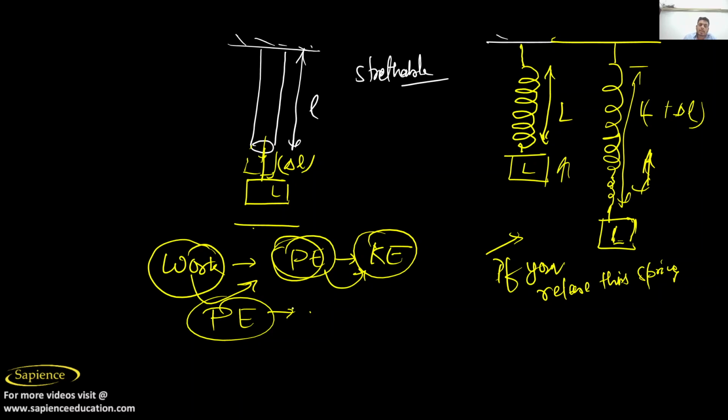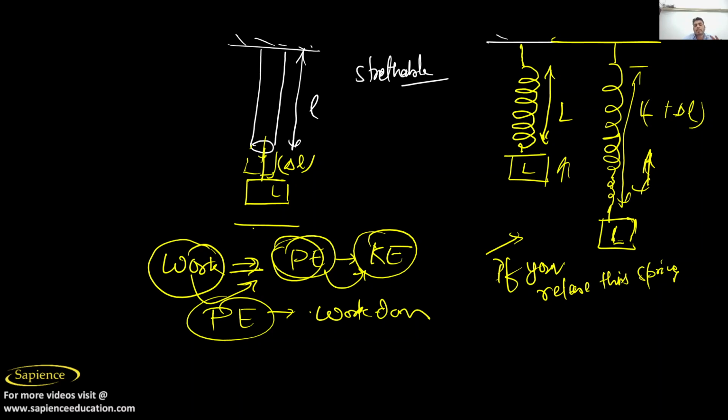So it means that if you find the work done, you will be able to find the potential energy, because work done is the same as potential energy. Whatever work you do on stretching the wire, that work will get converted into potential energy. Okay, so let us discuss step by step.